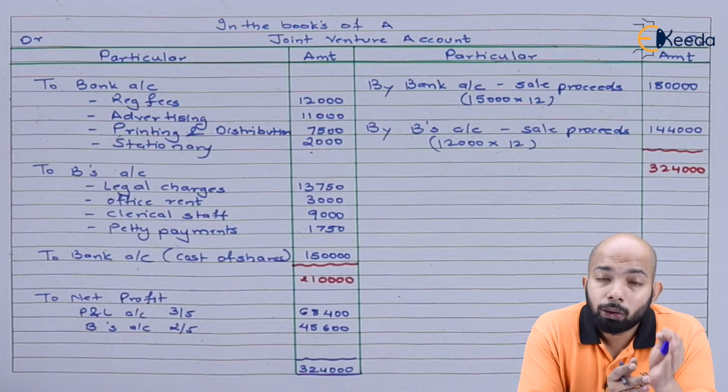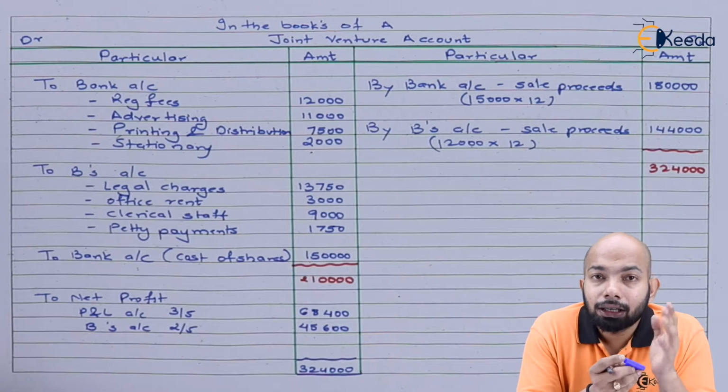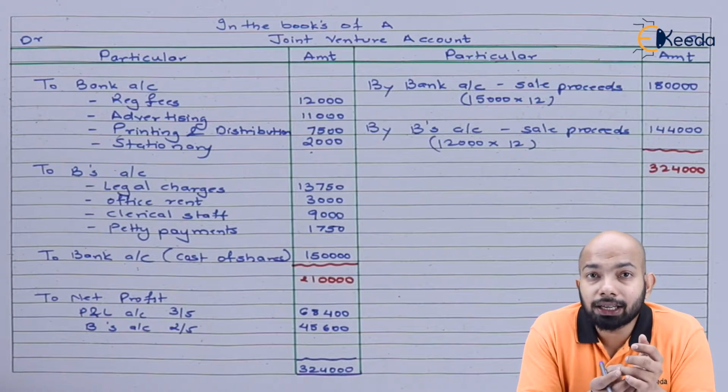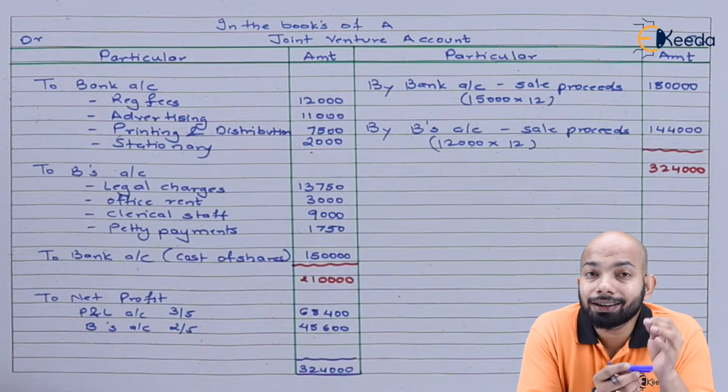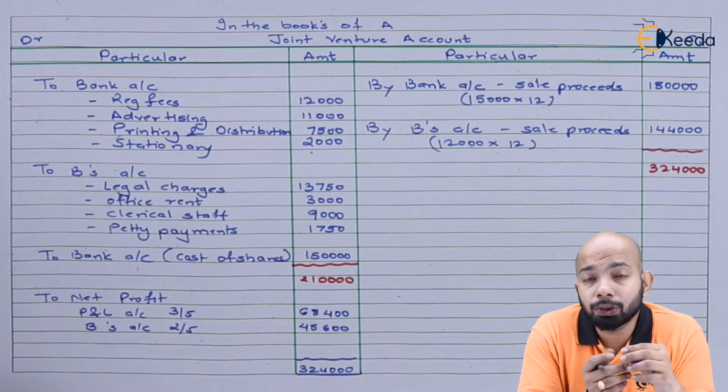That means we have completed the total procedure related to the joint venture account in the books of A. Now in the books of A, we are supposed to record the other transaction, that means the co-venturer's account, that means B's account. So all the expenses and all the transactions that are related to B will be mentioned down here in his B account. So let's figure that out in the books of A.